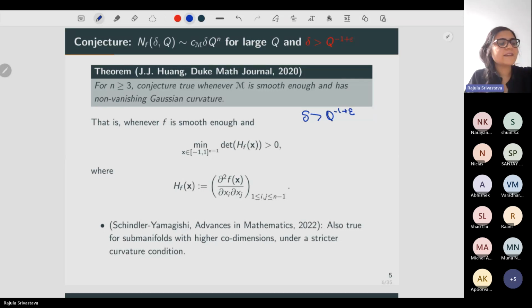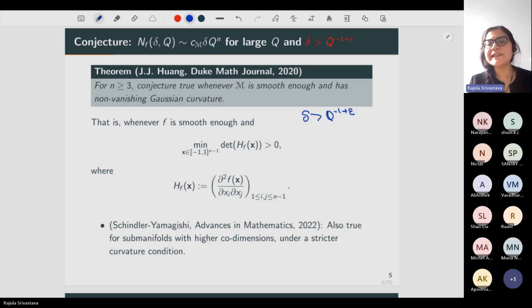Before this, the result had only been established in the plane, for curves with non-vanishing curvature. This was done by Huxley initially using a determinant method, with no harmonic analysis, and later his result was improved using some harmonic analysis, but all in the plane. Now this result is a breakthrough because it is sharp: he is able to get to the sharp range of delta, up to q inverse, and he is able to show it in all dimensions bigger than or equal to 3, for all hypersurfaces with non-vanishing Gaussian curvature, which is a big class.